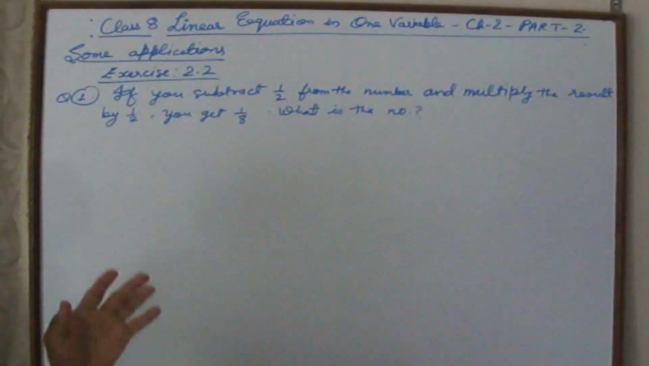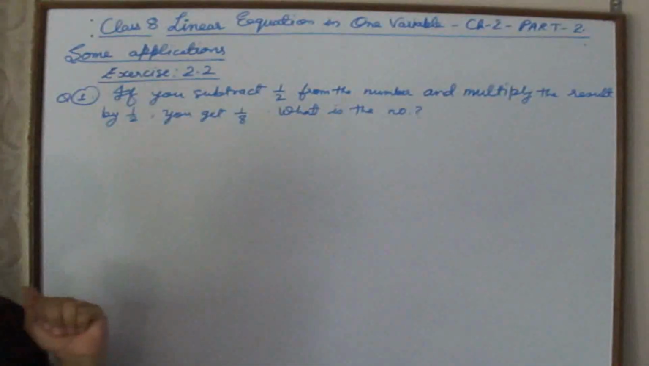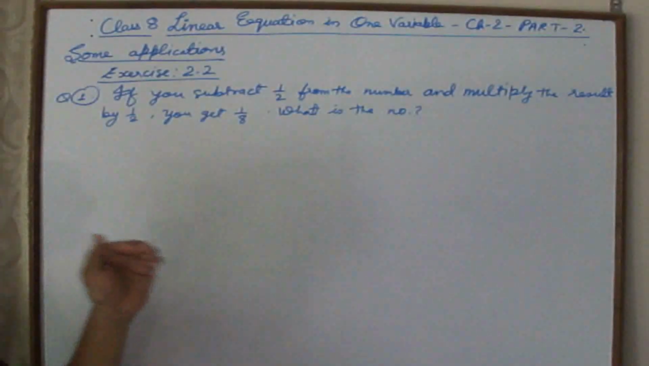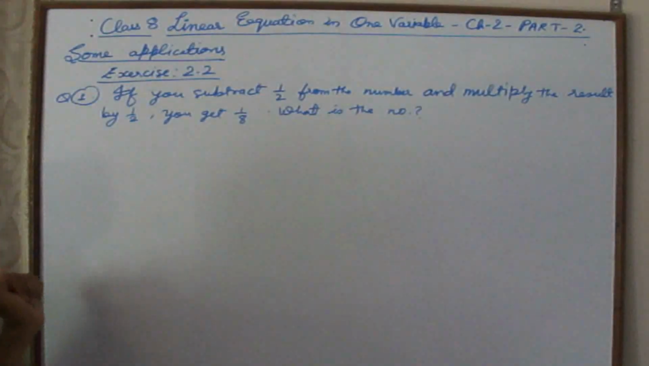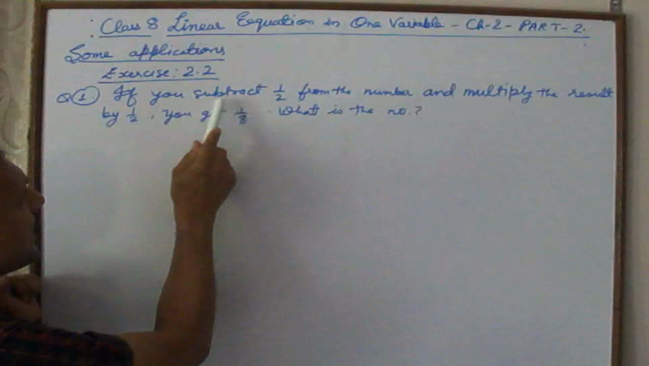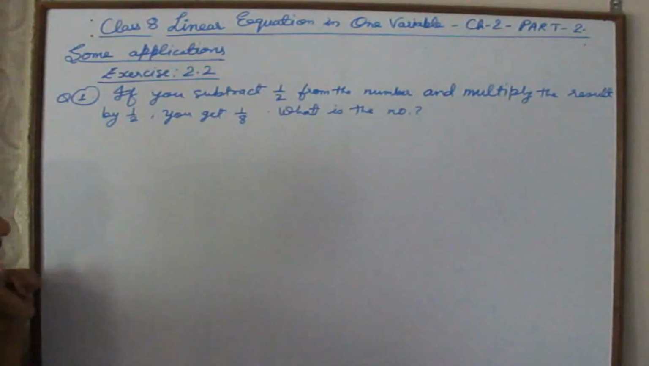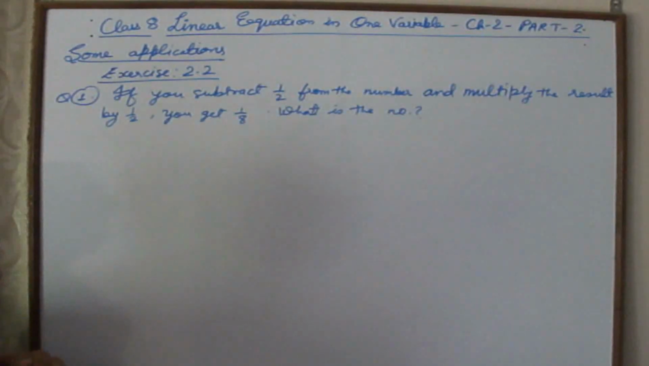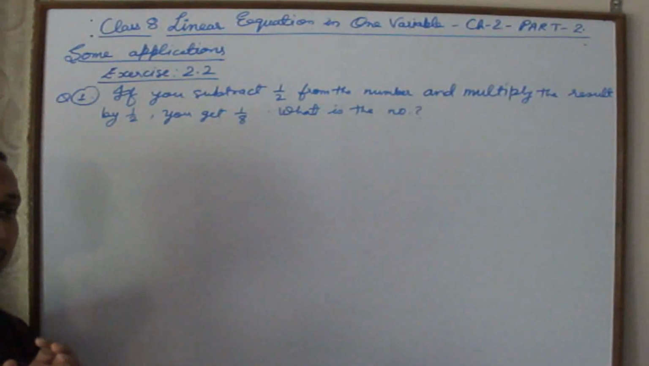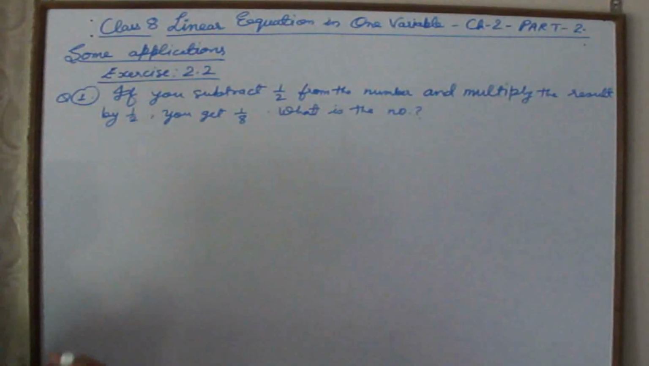First of all, we have to read the question carefully, once, twice, thrice, until we get it. What is the question? If you subtract half from the number and multiply the result by 1 by 2, you get 1 by 8. What is the number? We need to find the number. The number is not given to us, so we have to assign the number some variable, x, y or z, anything we can.